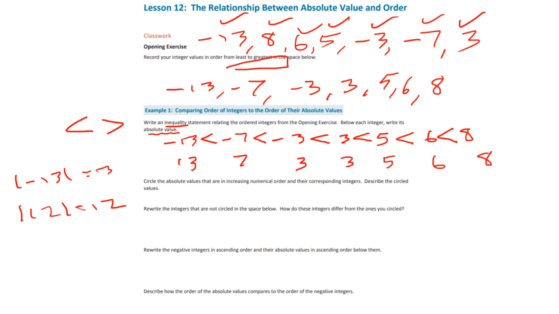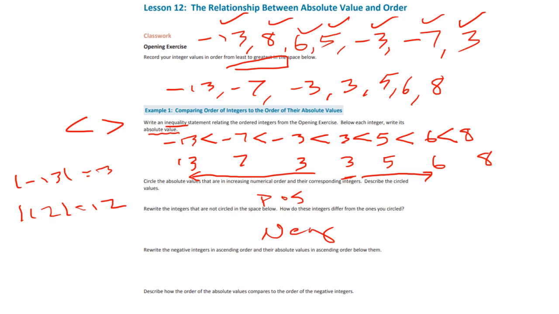Describe the circled values. Rather than circle them, I'm going to just talk about what's increasing. Well, increasing in order. Starting with this one here, these are all increasing as we move this way. So it's all of my original positive numbers. Rewrite the integers that are not circled, or all the other numbers, right? How do these differ from the ones you circled? These are all my negative numbers.